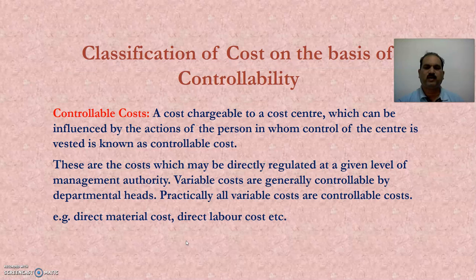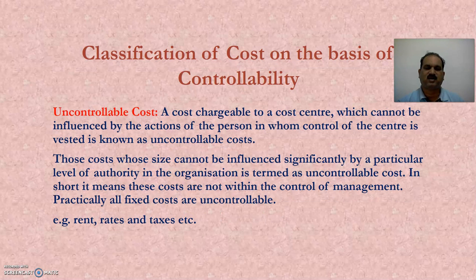Let's see what are controllable costs. A cost chargeable to a cost center which can be influenced by the actions of the person in whom control of the center is vested is known as controllable cost. These are the costs which may be directly regulated at a given level of management authority. Variable costs are generally controllable by departmental heads. Practically, all variable costs are controllable costs. For example, direct material cost, direct labor cost, etc.